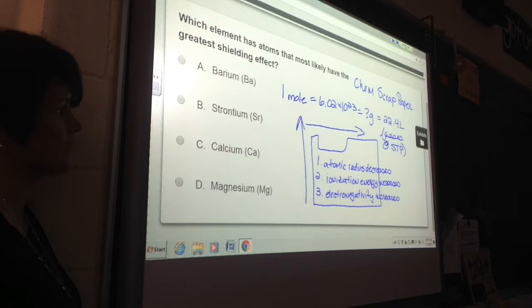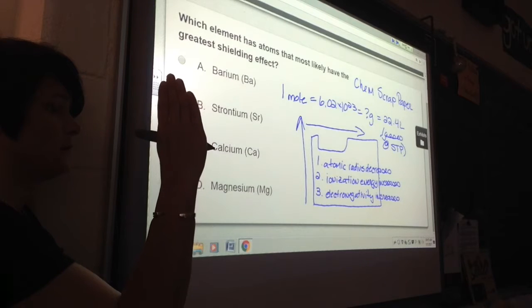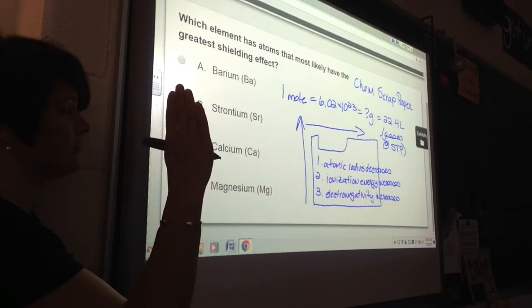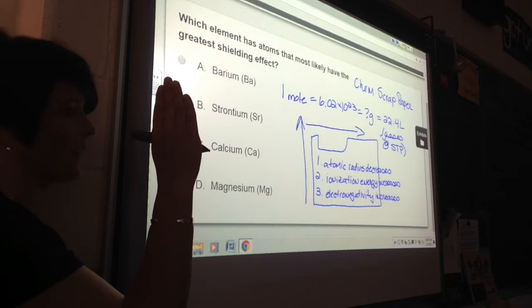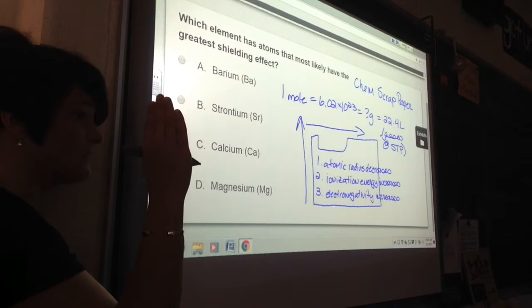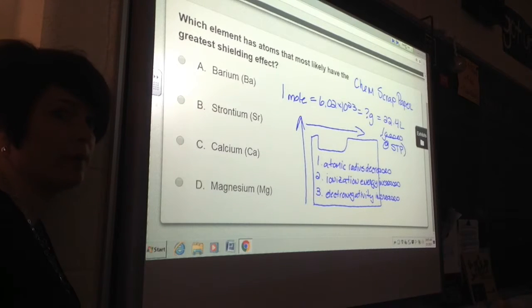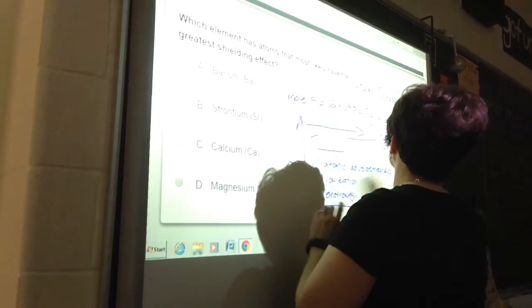Where are barium, strontium, calcium, magnesium? They're like this. So, if shielding effect increases as you move up and increases as you move left, right, which one has the greatest shielding effect? Magnesium, because it is the highest. Good. You with me? Okay, let's add something else to our scrap paper.